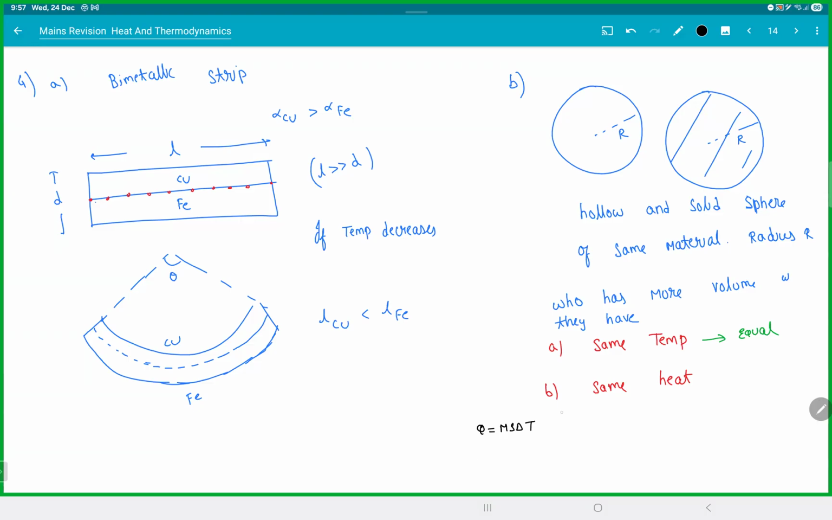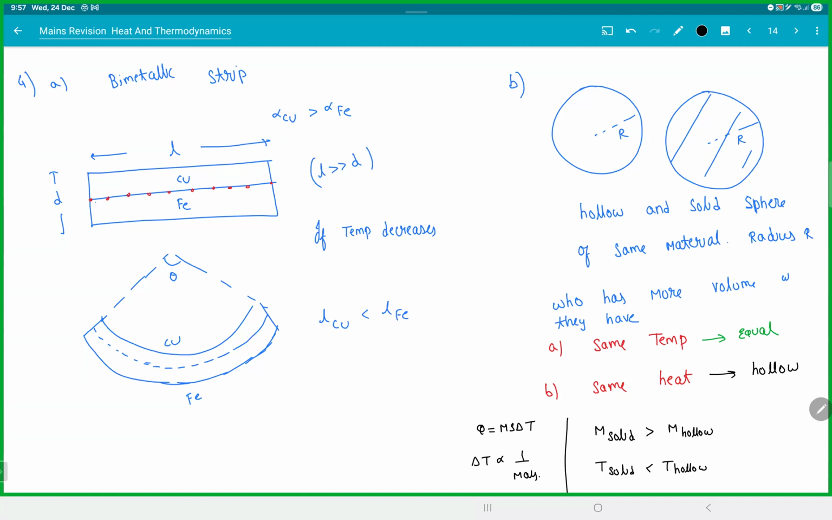Right? You are giving the same heat, and delta T is proportional to 1 by mass. We can clearly see here that the mass of the solid sphere is greater than the hollow sphere because they have the same material. Therefore, the temperature of the solid sphere will be less than the temperature of the hollow sphere. Since the temperature is more, the hollow sphere will expand more.